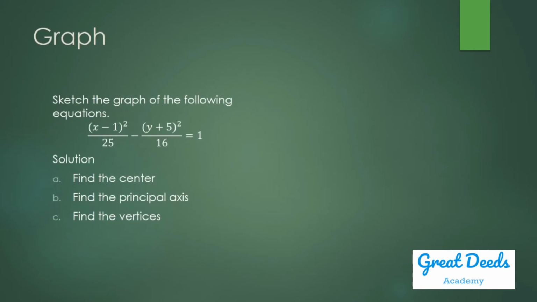Sketch the graph of the following equations. Again, find the center, find the principal axis, find the vertices. The center is 1, negative 5. Now, it's y that appears after subtraction. So our principal axis is horizontal and it's going to be y is equal to negative 5. So this is our principal axis, y is equal to negative 5. One branch of our hyperbola faces to the left, one faces to the right.